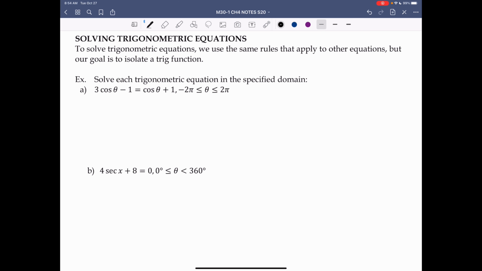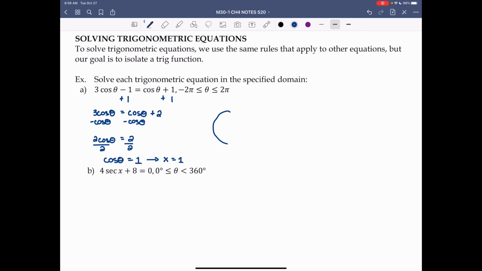So just think of cos theta as x. We have 3x minus 1 equals x plus 1. If we were to solve this, we would want to group the x's together on one side and the non-x's together on the other side. So same thing, we're just saying our x is now cos theta. So let's add 1 to both sides. Then we get 3 cos theta equals cos theta plus 2. Let's subtract cos theta from the right side. Then we get 3 cos theta minus 1 cos theta is 2 cos theta equals 2. Then divide by 2, and we get cos theta equals 1. In the unit circle, remember cos is the x value. So this tells us that x equals 1.